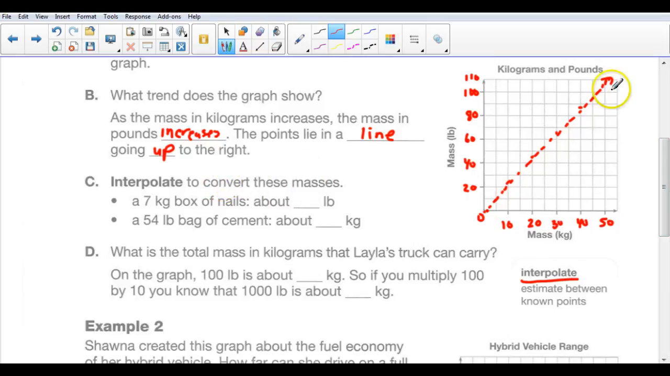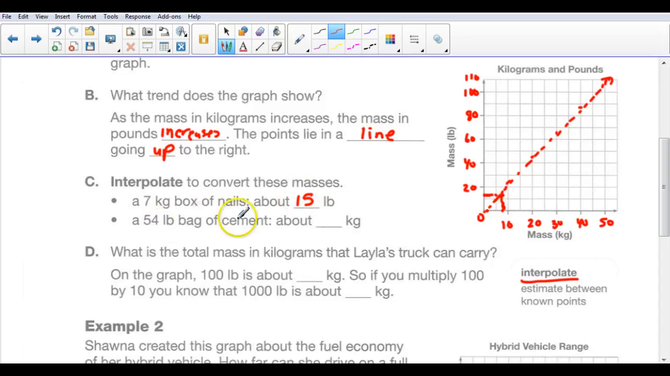So using this line graph, a 7 kilogram box of nails is about, so 7 kilograms. So I'll go find 7. Well, there's 5. 7's about maybe close to halfway here. I go up here till I hit the line, and then I go across this way, and I can say that 7 kilograms is probably close to around maybe 15 pounds.